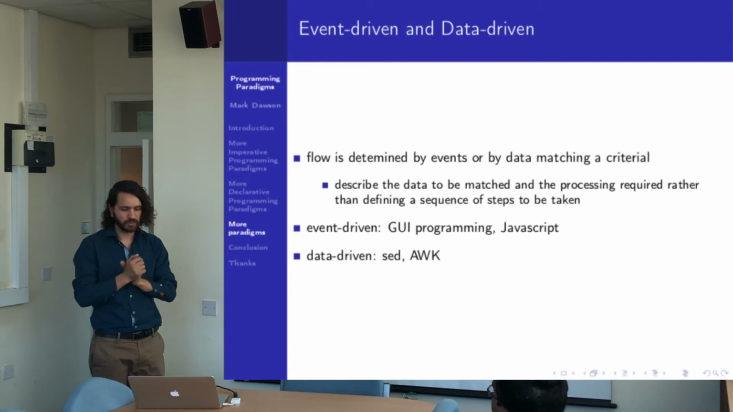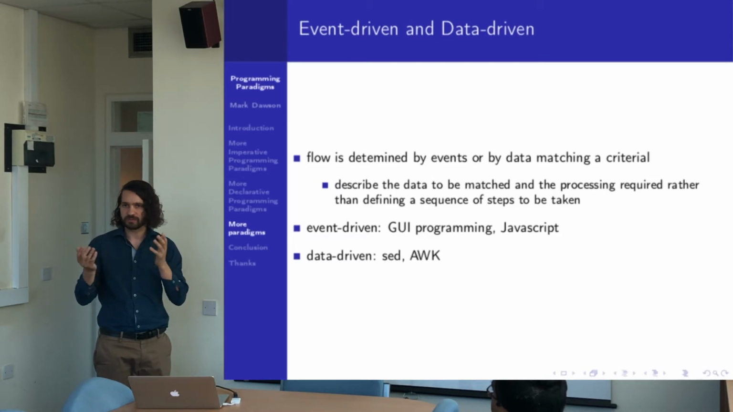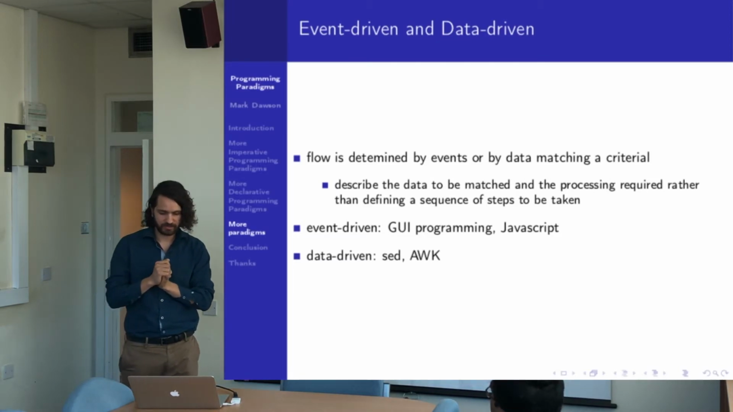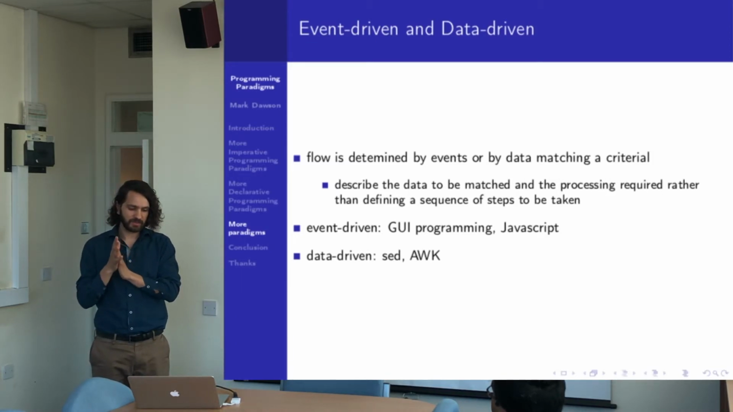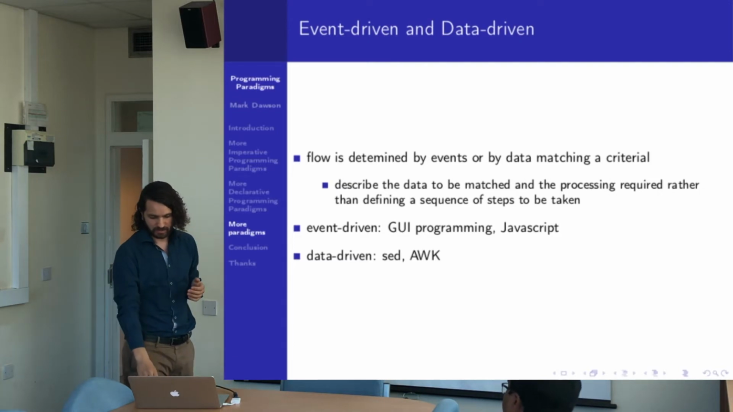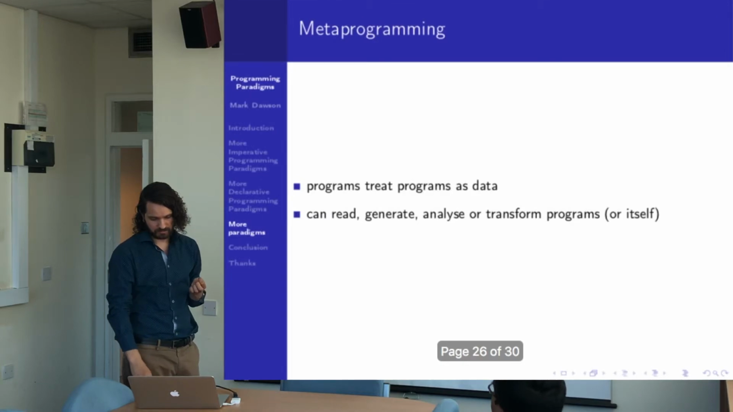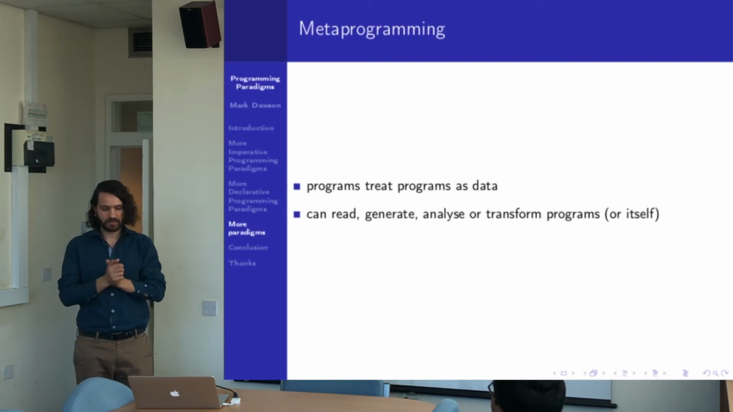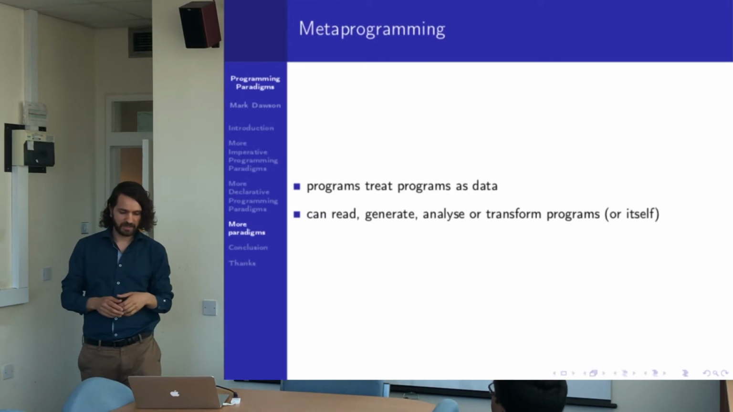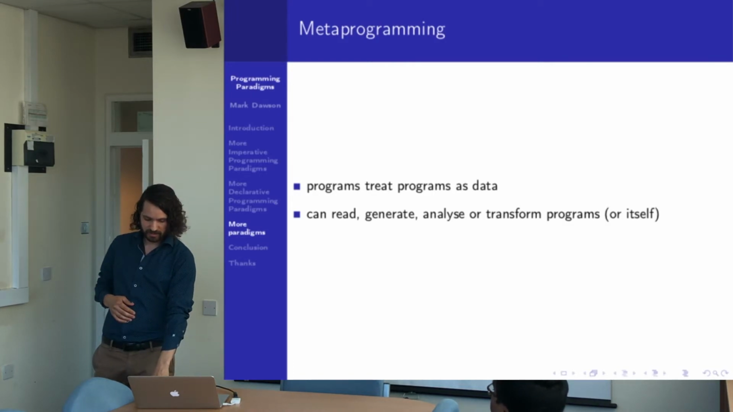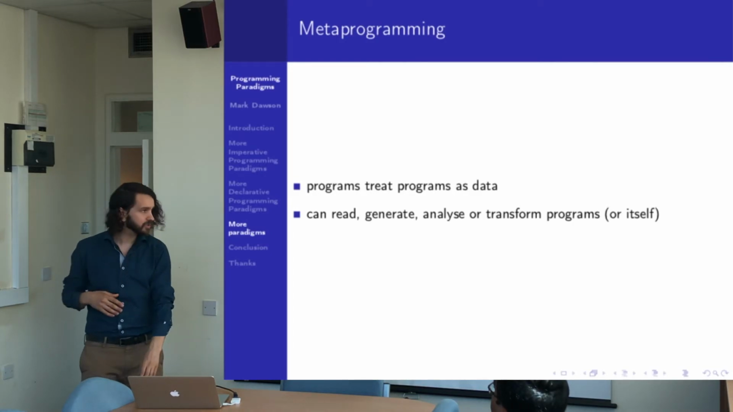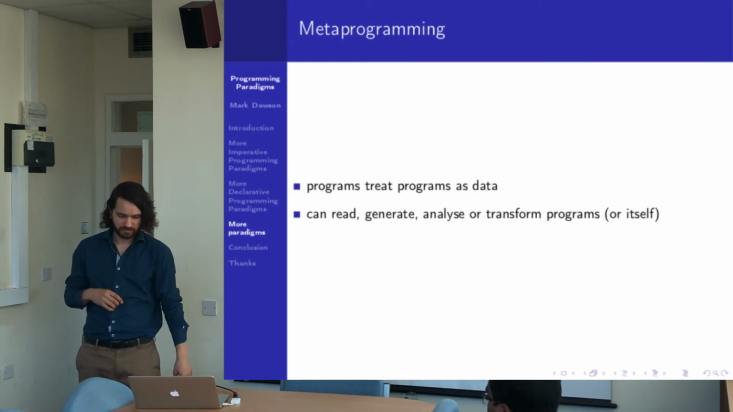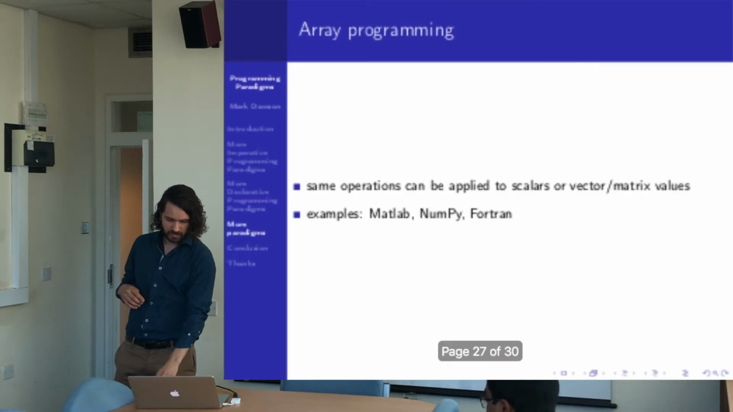Event-driven: GUI programming can be thought of as an event-driven paradigm. JavaScript is very good for event-driven programming. It's one of the reasons that Node got so popular. Meta-programming: programs treat programs as data. Not much to be said there. We can read, generate, analyze, or transform programs, or a program can transform itself. There are lots of different sub-classifications of meta-programming. I won't go into those.